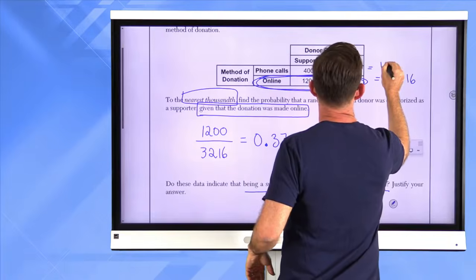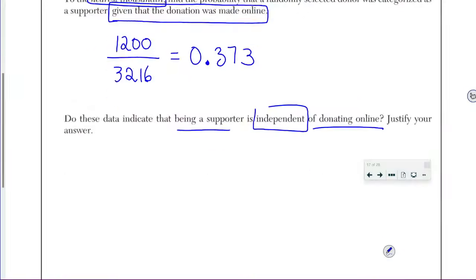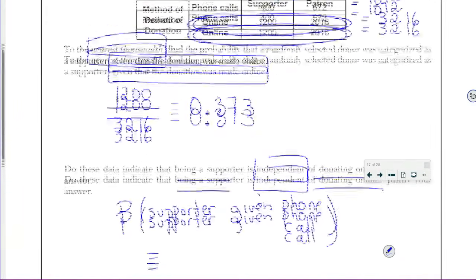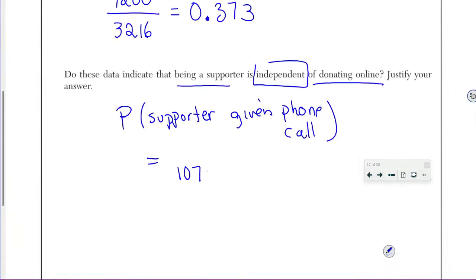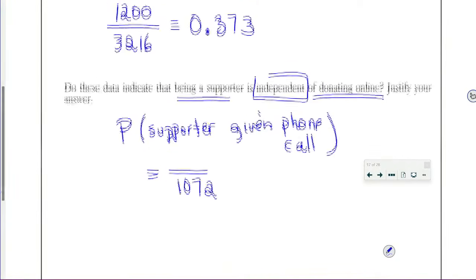So let's take a look at that. That would be a total of 1,072, right? So let's figure out the probability of being a supporter, given that they gave with a phone call. Well, all the people that gave with a phone call was 1,072. Of those people, 400 of them were classified as supporters.